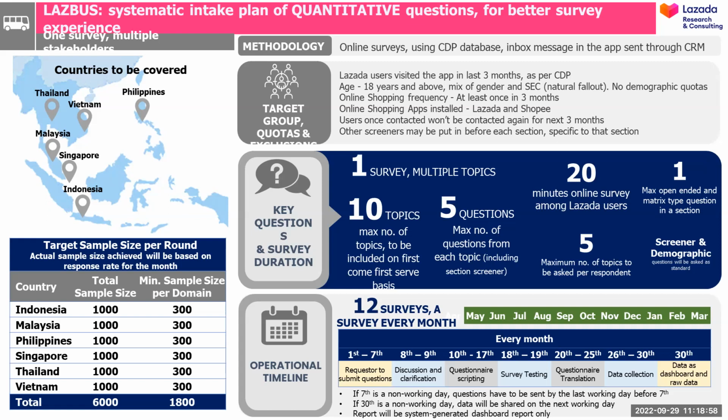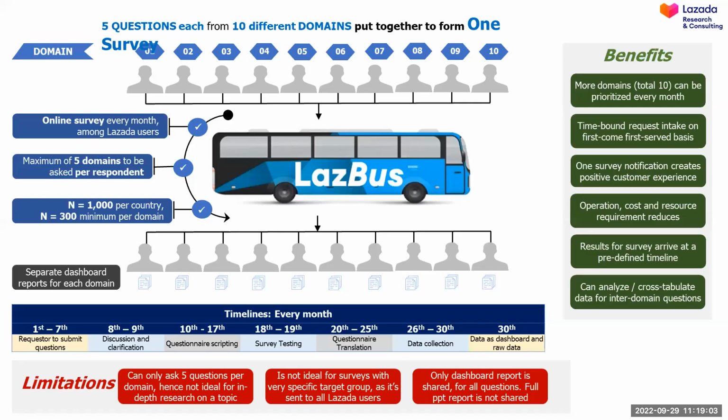So let's go to the next slide, so that I can explain better what Omnibus is and what you're looking for. If you see, there are 10 domains or 10 topics which come together into one big survey, as I was telling you. So it's one online survey every month among Lazada users, but everyone gets their own separate dashboard. So each of you will be able to look at the data which you wanted to look at.